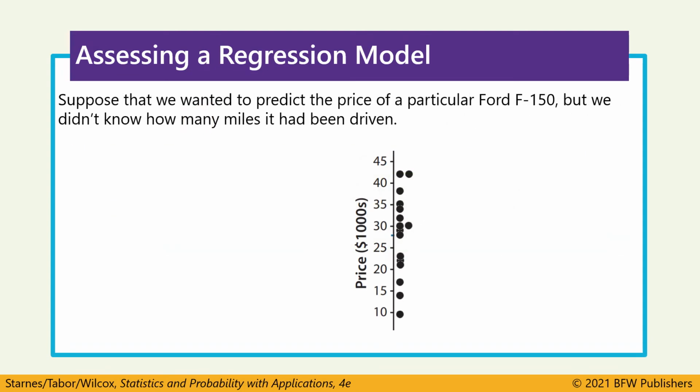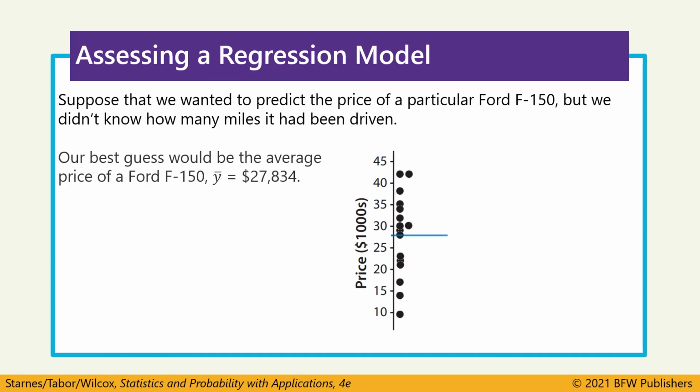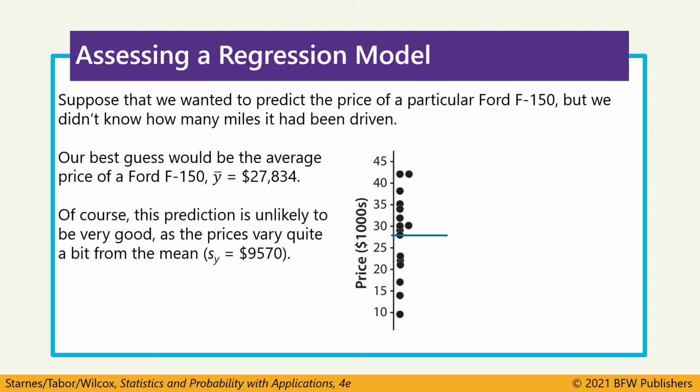To explain what that actually means, let's talk about taking a guess as to what a random Ford F-150 costs. Now we have 16 in our sample and their prices vary quite a bit. If we wanted to take a guess as to what a random truck costs, our best, smartest answer would be the average, which is $27,834. Now, in actuality, that's probably not correct because all of these prices vary quite a bit. The standard deviation is 9,570 because there's a number of factors that go into this, from the condition of the truck to the mileage to the features, etc.